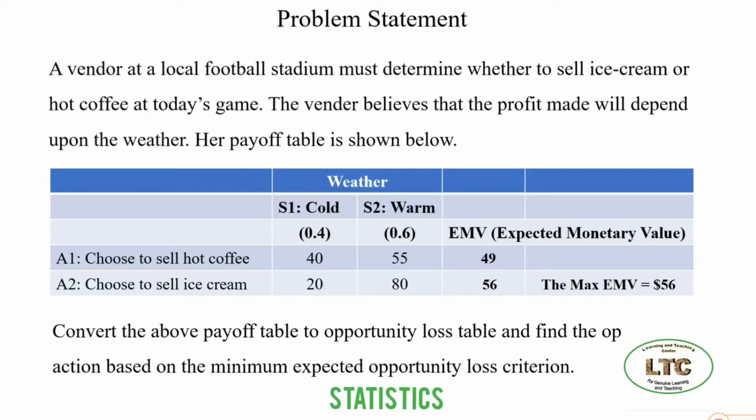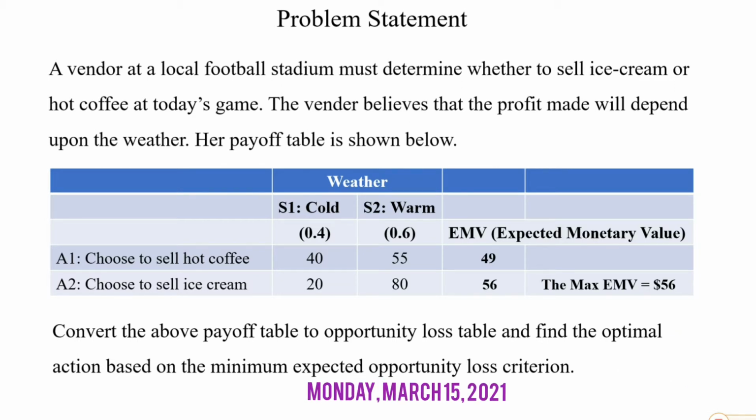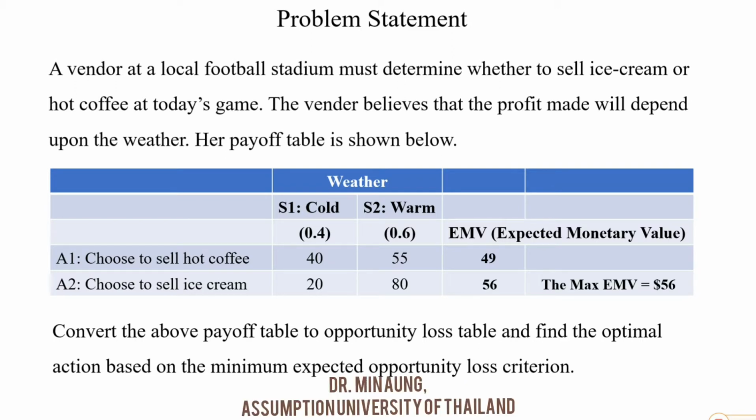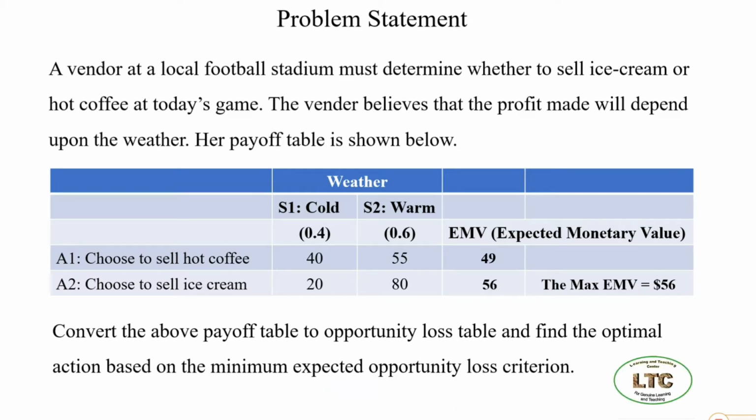A vendor at a local football stadium must determine whether to sell ice cream or hot coffee at today's game. The vendor believes that the profit made will depend upon the weather. Her payoff table is shown below. So the two columns are weather conditions with probabilities, and the two rows are possible actions to choose. And 40, 55, 20, 80, they are payoffs, profits.